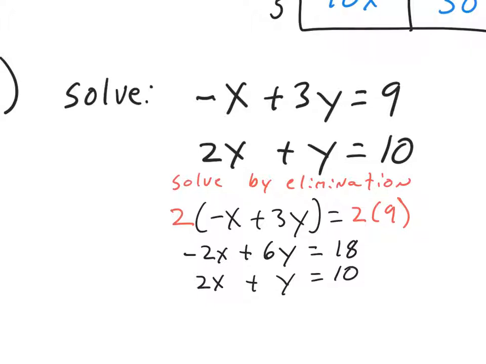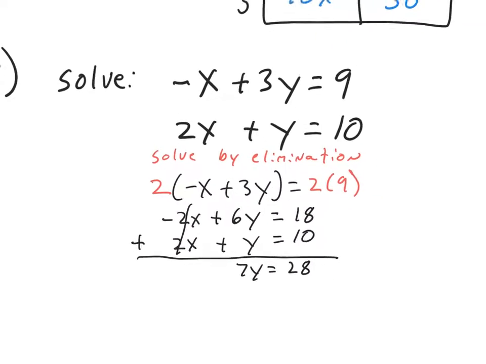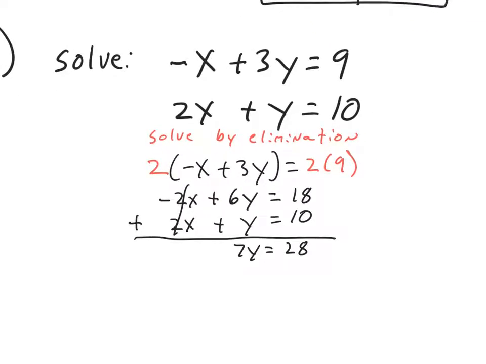And I have negative 2x and positive 2x, so I want to add these. That's going to get rid of the 2x. We'll get 6y plus 1y makes 7y. 18 plus 10 is 28. I'll get 7y is equal to 28. So now all I have to do is divide by 7 and figure out what y is. So y is equal to 4. Okay, so there's one of my variables.